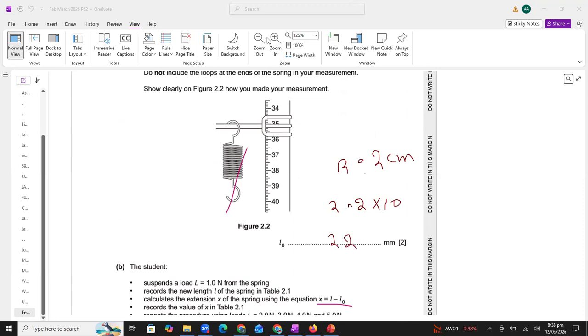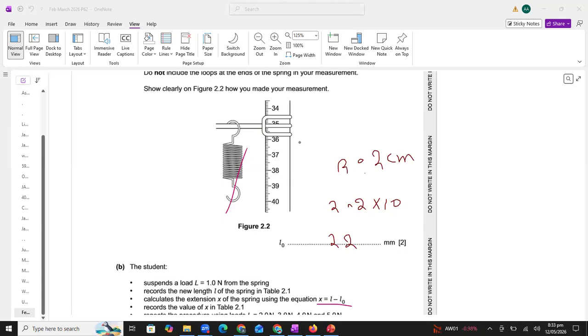All right, students. The reading L0 is 22 millimeter. Please make the correction here, it's my mistake. Obviously, the meter rule will measure the length in centimeter, so this reading is in centimeter. We have to convert it into millimeter by multiplying it by 10. 1 centimeter is equal to 10 millimeter. So now we are getting 22 millimeter here.